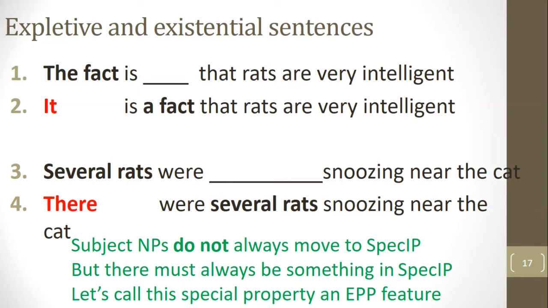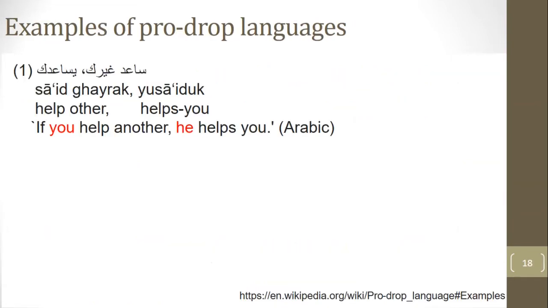So let's go ahead and give this special property of the specifier of IP a name, and let's call it EPP, because that is the name that's been applied in the literature. It's important to note, however, that although English and many other languages require overt subjects, this is not the case for every language. There is a special category of languages called prodrop languages, where the subject can be left implicit.